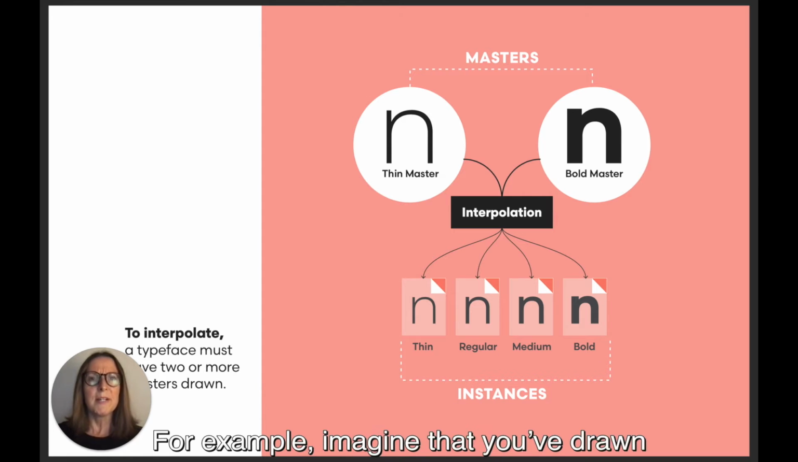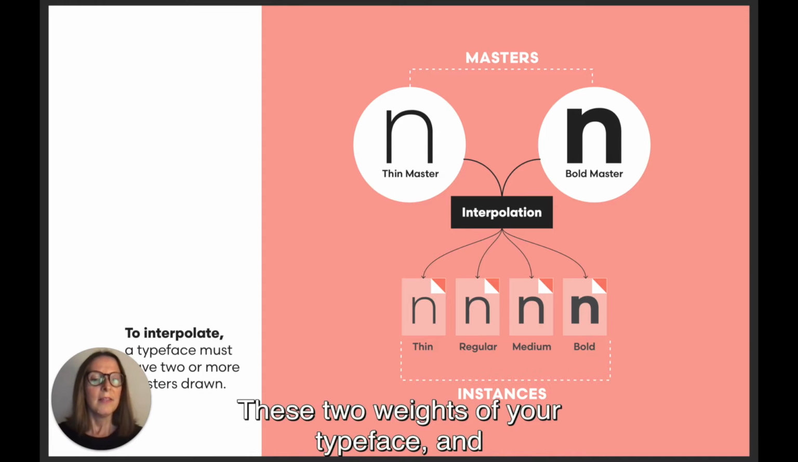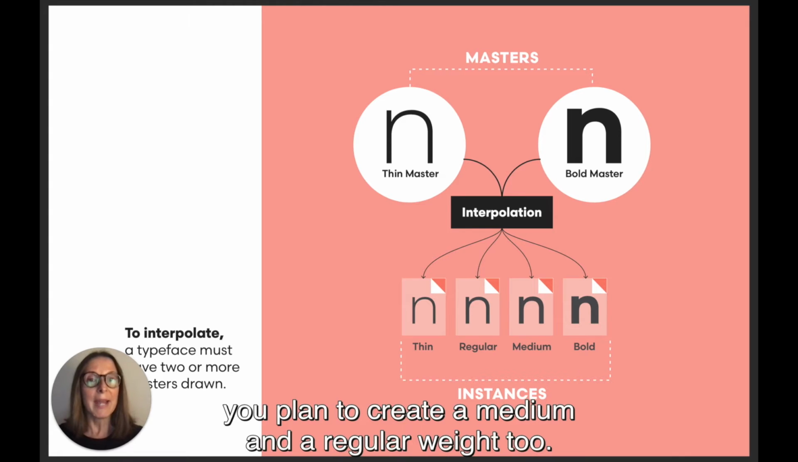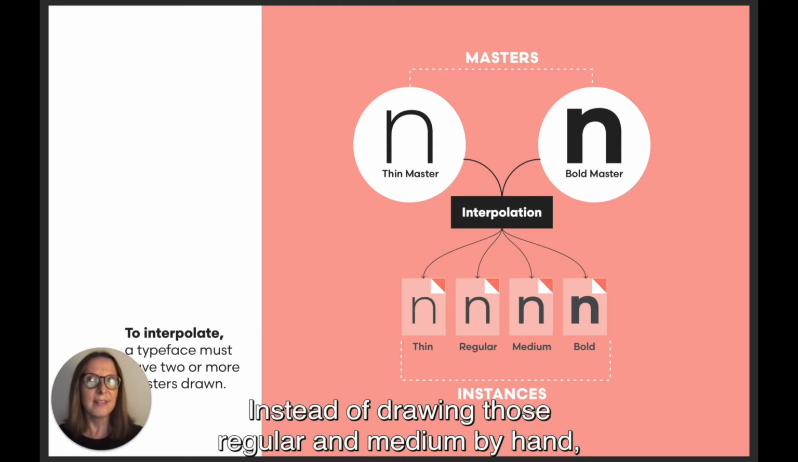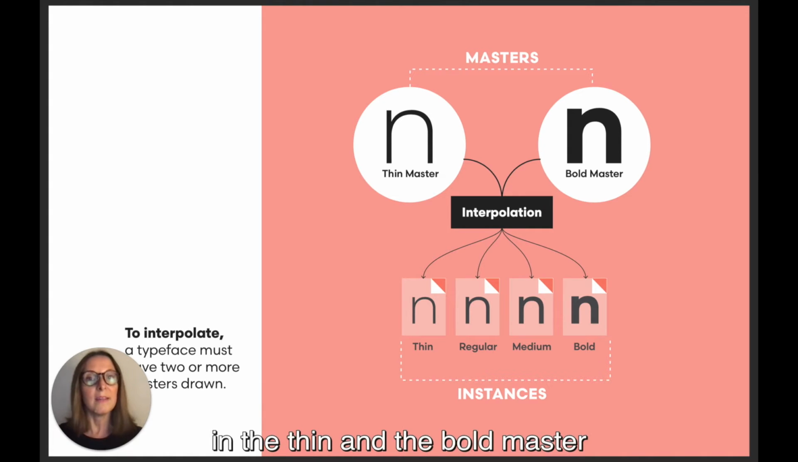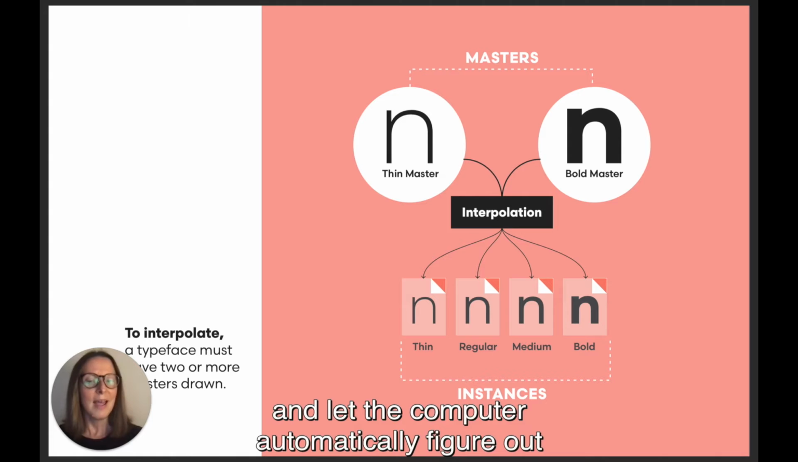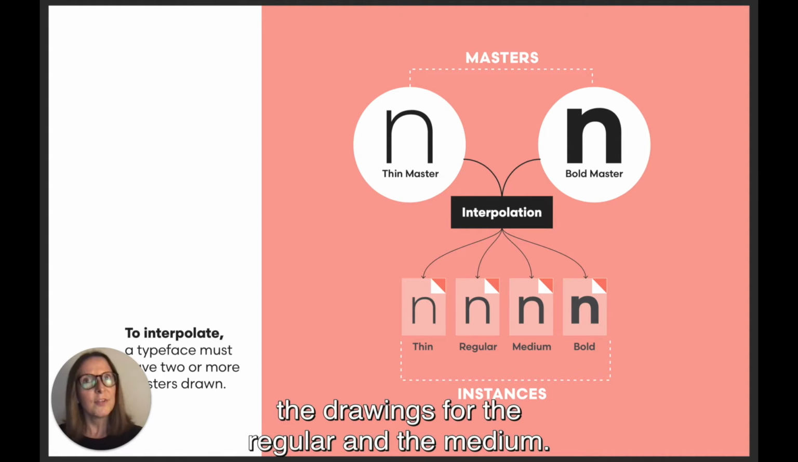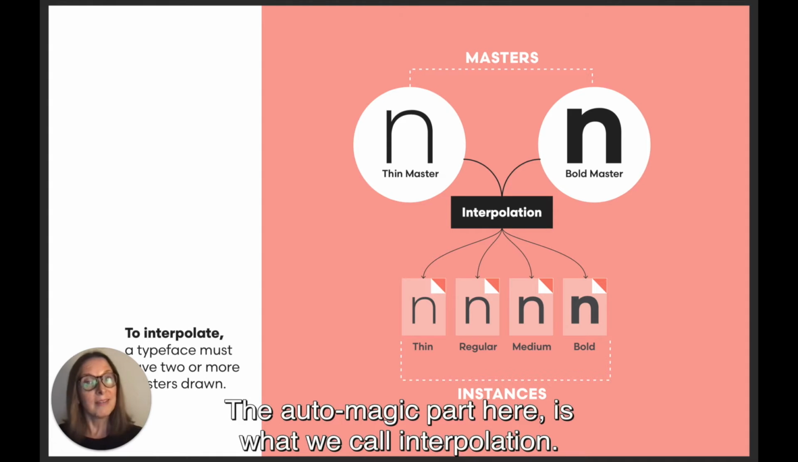For example, imagine that you drew a thin and a bold master, these two weights of your typeface, and you plan to create a medium or a regular weight too. So instead of drawing those regular and medium by hand, you could use the data you already have in the thin and in the bold master and let the computer automatically figure out the drawings for the regular and the medium. So the automatic part here is what we call interpolation.